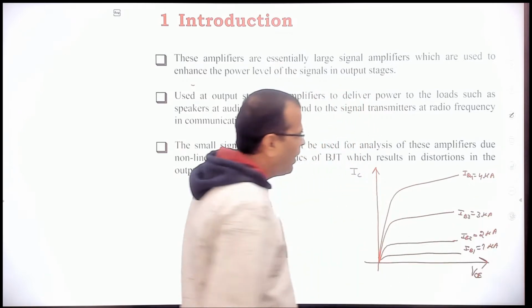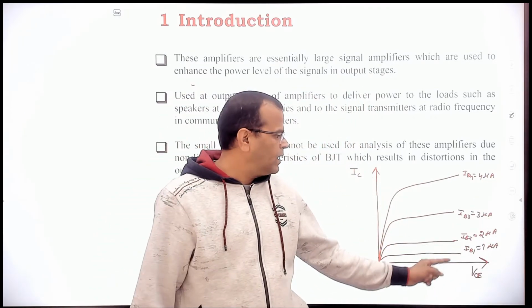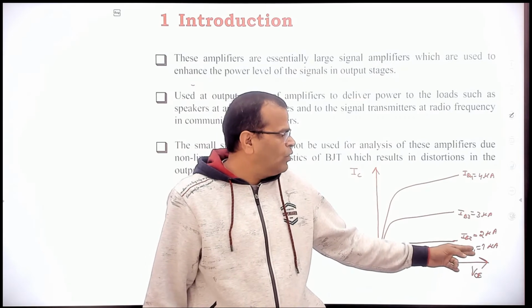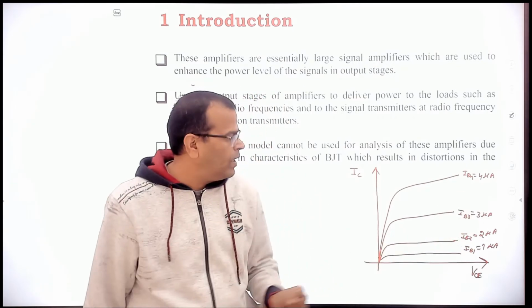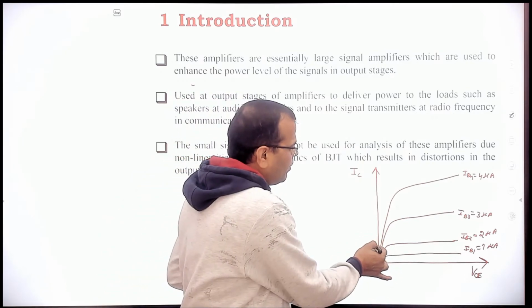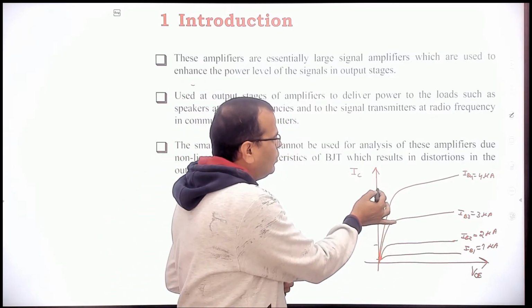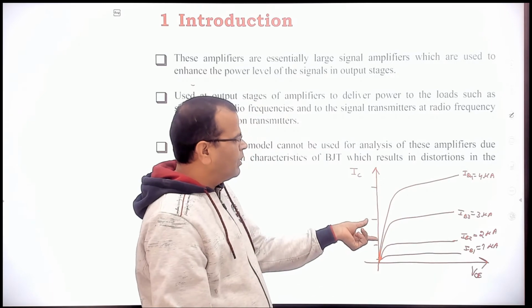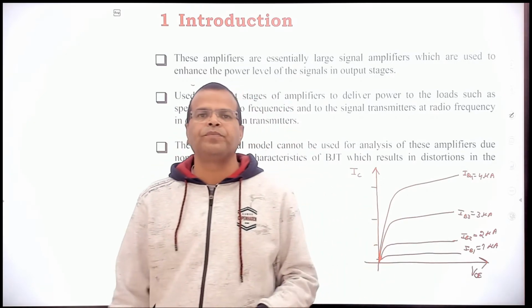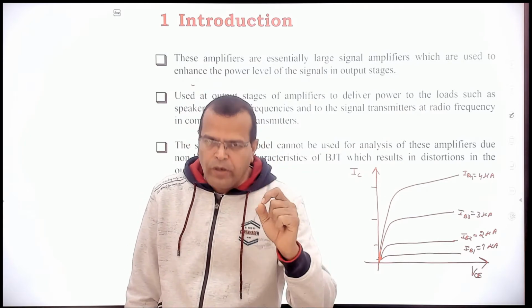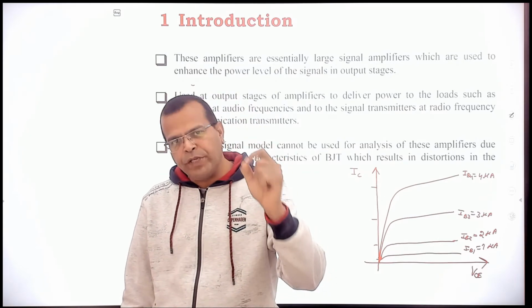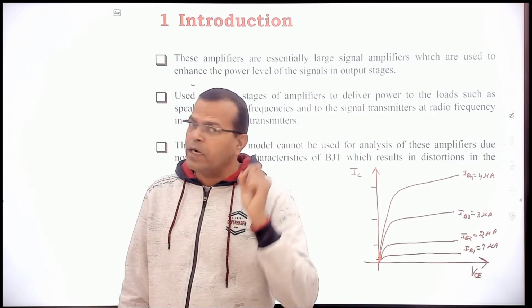So what I find, the base current is changing equally, 1 to 2, 2 to 3, 3 to 1. So the change in base current is 1 microampere. But if you see in the output characteristics, your collector current is not changing equally, it is changing unequally. That is nothing but a non-linear relationship between the collector current and base current.